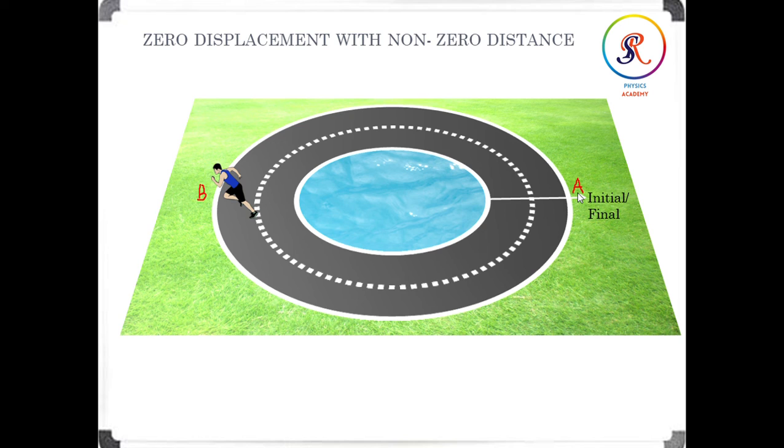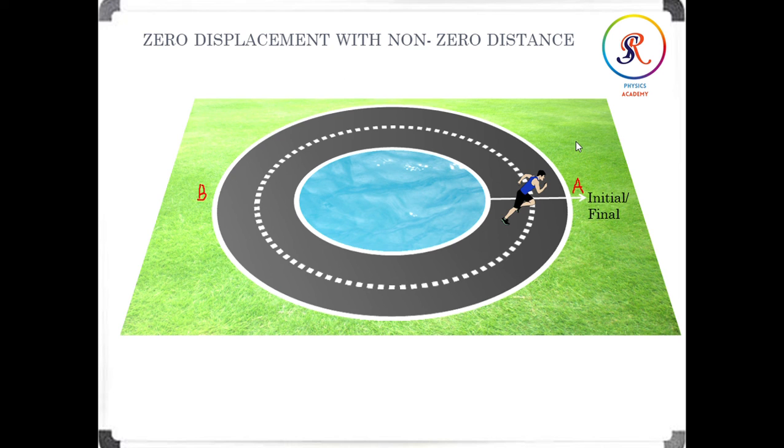Now again, if you go back to the initial position, coming from B to A, then A becomes your final position. Wherever the initial position starts, if you reach back there, that is our final position. Then the distance you will travel will be the perimeter of the circular path. In this case, what is the displacement? The displacement will be 0.